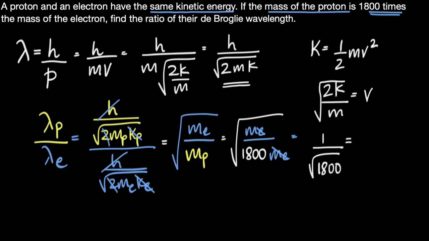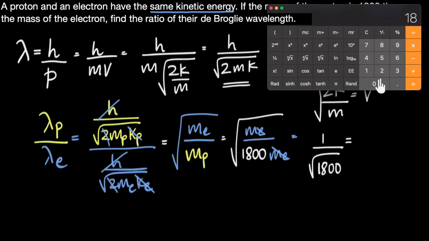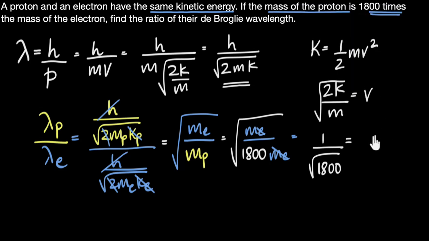And I can use my calculator. I just take the square root of 1800, that gives me about 42.4 something. So I'll just write this as 1 divided by 42.4. And so now I know the ratio. I can say the wavelength of the electron has to be 42.4 times the wavelength of the proton.